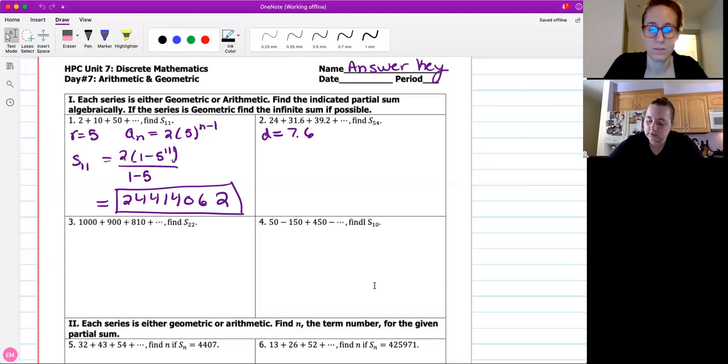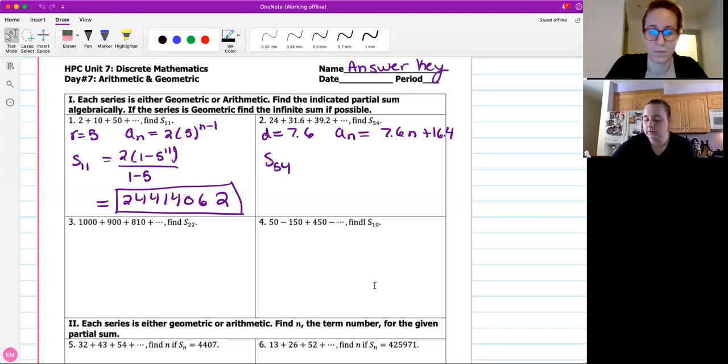And our explicit equation for this one is 7.6n plus 16.4, just so we have it. And then S sub 54, so remember you're finding the partial sum, so you're finding terms 1 through 54 added all together using this equation.